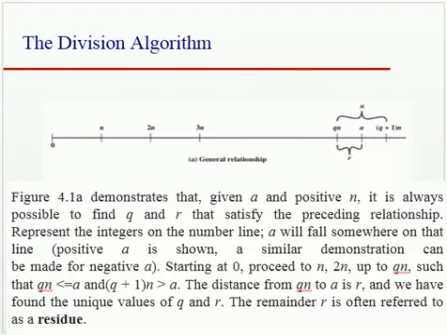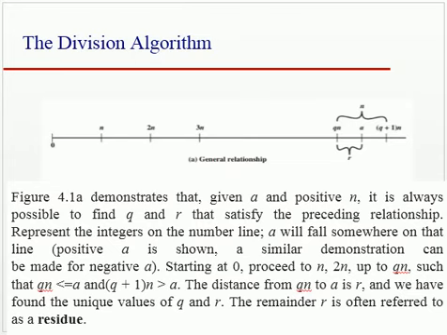So let us have some demonstration regarding the relationship in the earlier equation, where we are saying that a is equal to qn plus r. As we know, given a and a positive n, it is always possible to find q and r that satisfy the relationship a is equal to qn plus r. Here we are considering the number line where these integers can be represented. So a will fall somewhere on that line. The positive a is shown here.